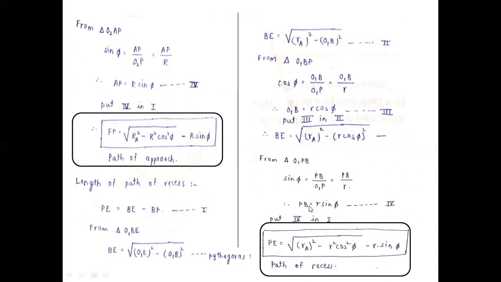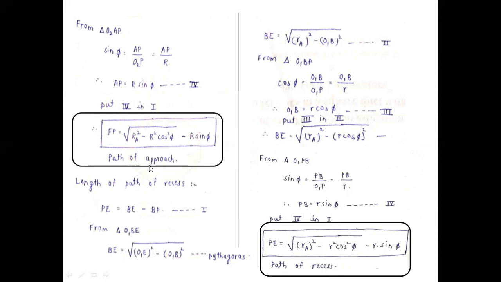Putting the value of PB in equation number 1 again, PE is equal to under root small ra square minus small r square cos square phi, all under root, minus small r sin phi. So this formula is the formula for the path of recess.